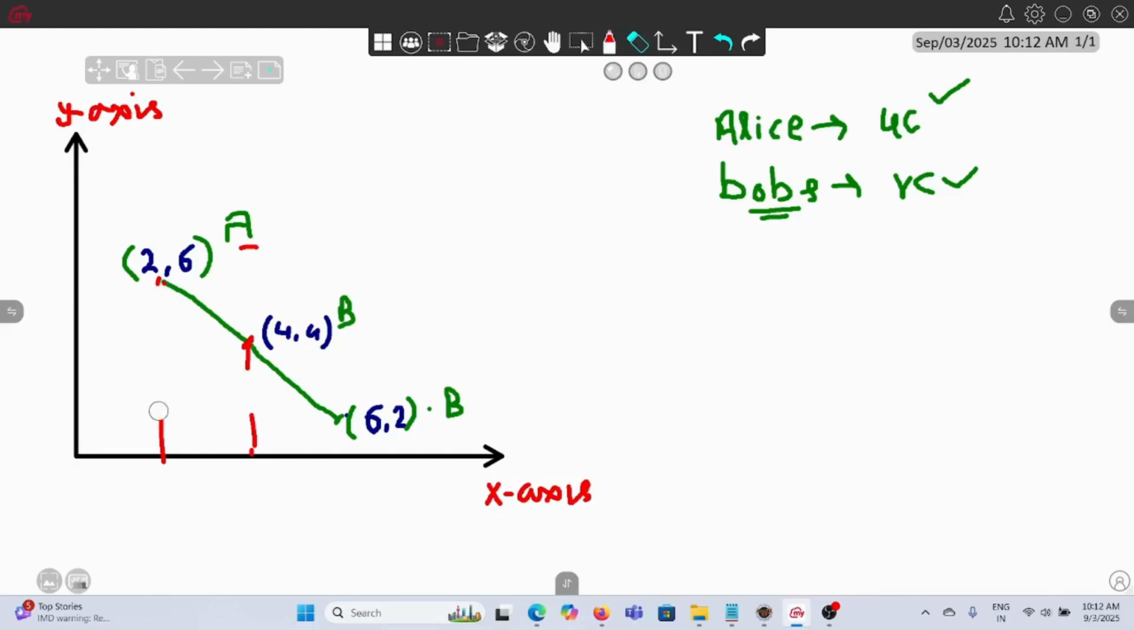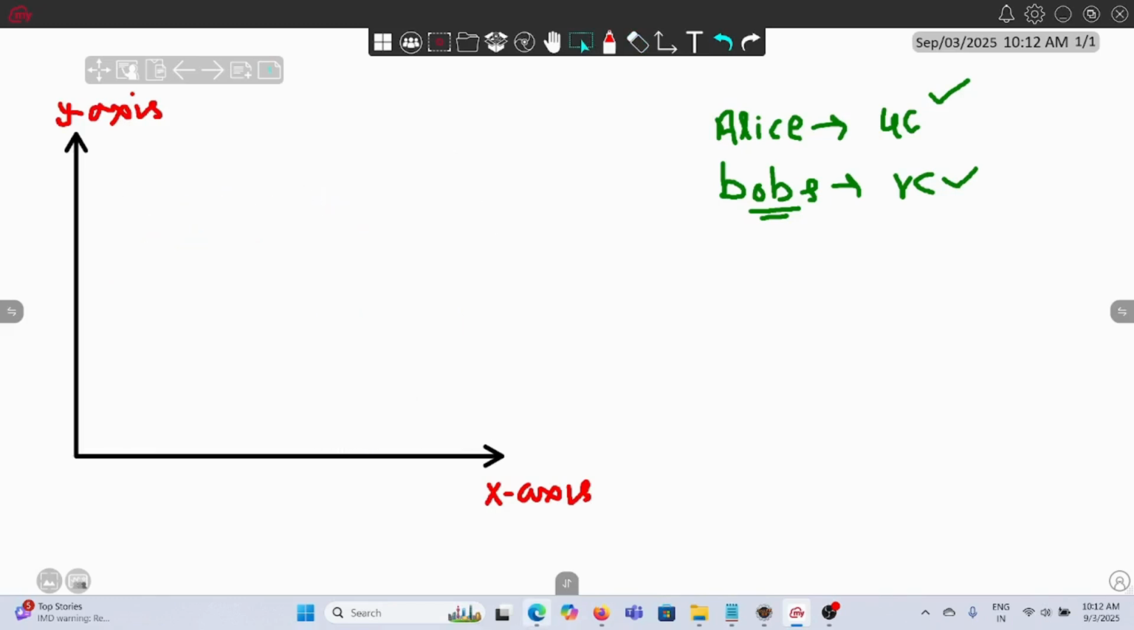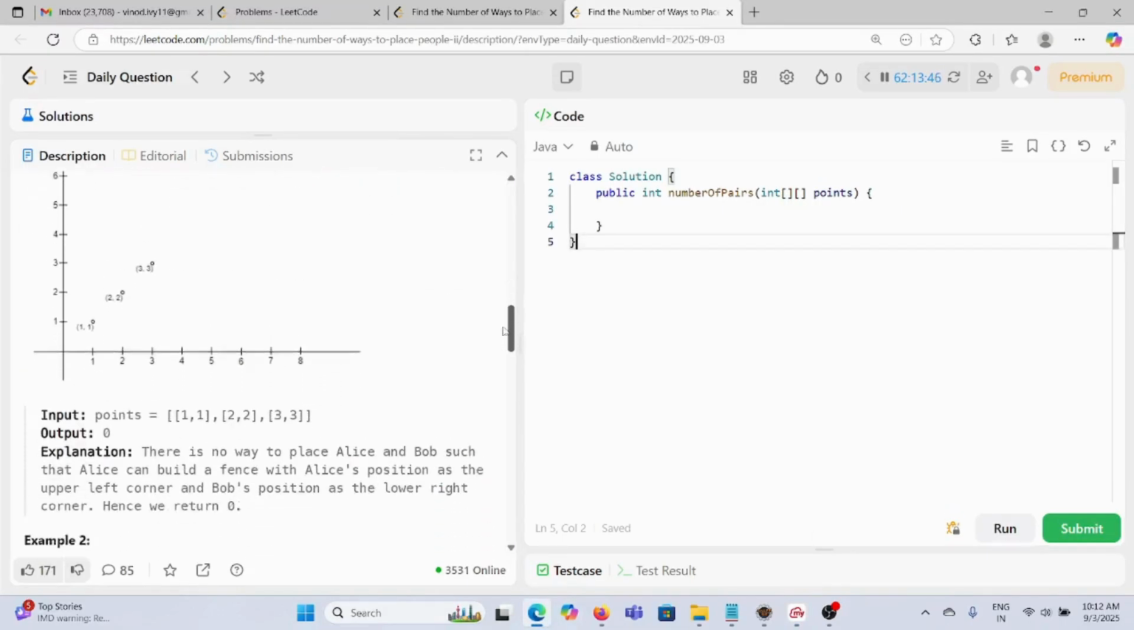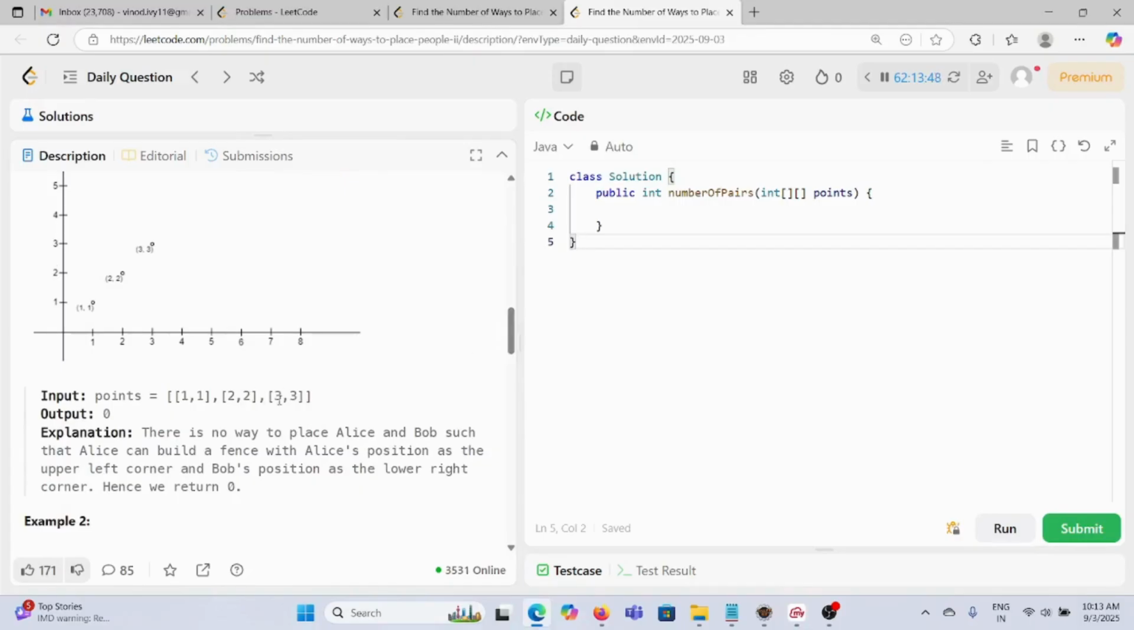That is the only thing that we have to do. We can take one more scenario. For example, let's say these points would be something like this. Let me remove these all, and we can take the one example given in the question itself. So you can see here in example 1 what is given. The points are 1 1, 2 2, 3 3.